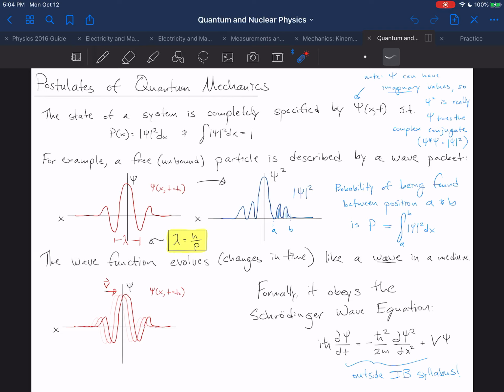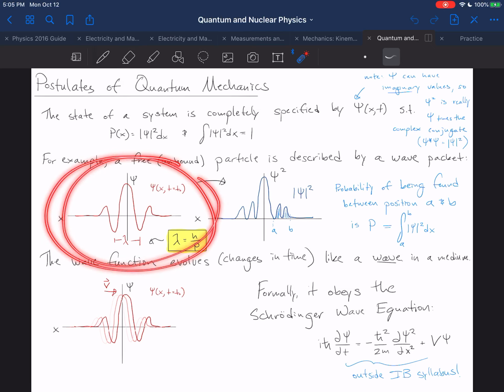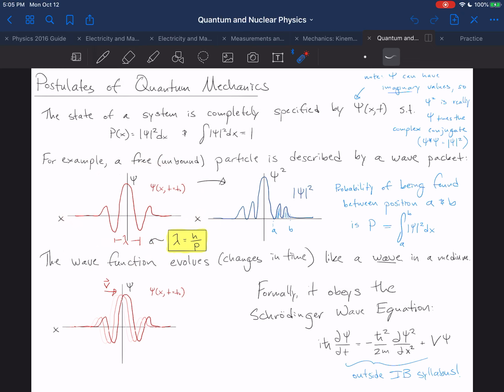One minor note here. The wave function itself can have imaginary values, and so psi squared is really psi times the complex conjugate, psi star psi. If you've taken HL Math, that comment is just for you. But in any case, let us consider this particular wave function. This is the wave function of a free or unbound particle, and it's a shape we've seen before. This shape is known as a wave packet. It looks kind of wavy, but it clearly has a general location, and if it moves along, the location moves.